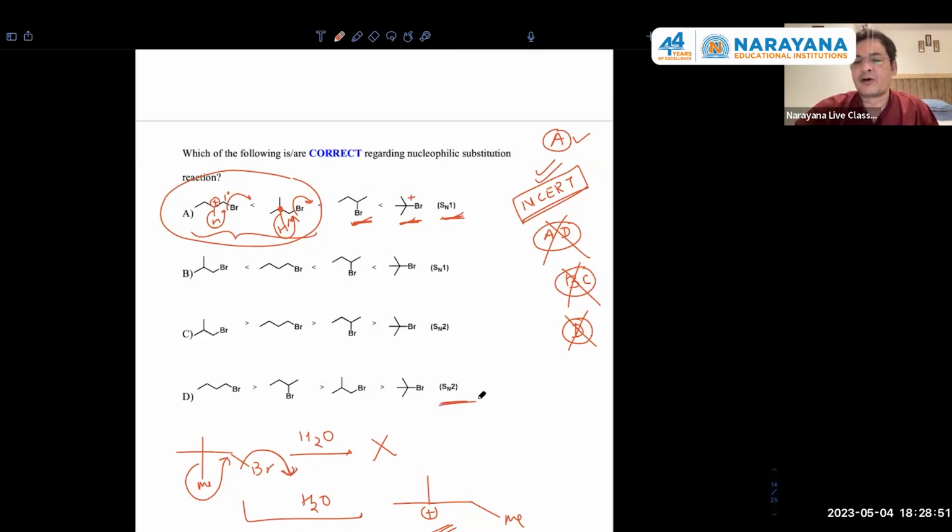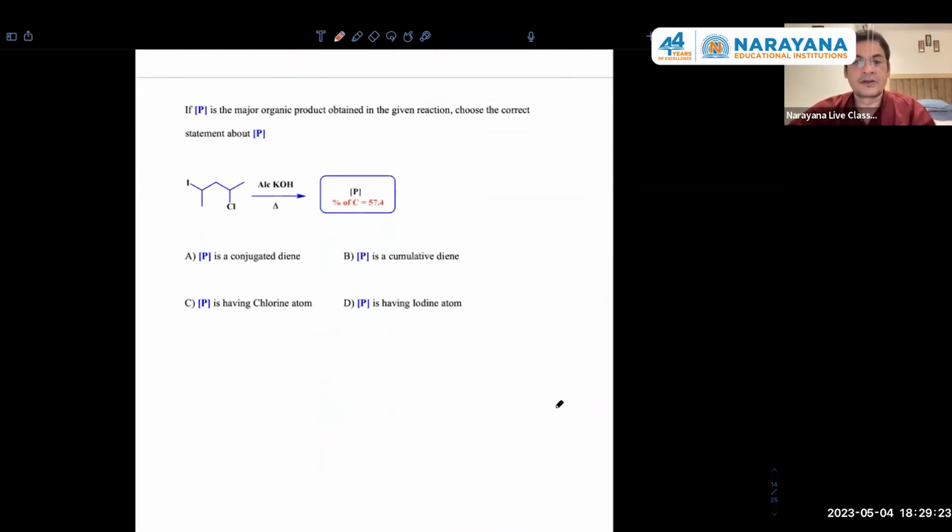This one is anyway wrong. This is primary, okay. Here this is secondary. Here this is primary. Primary should do better SN2 as compared to secondary. Yeah? This is anyway wrong. So the answer is only A. Is anyone getting a doubt in this question? I have explained each and every point. Okay. Come to the next point.